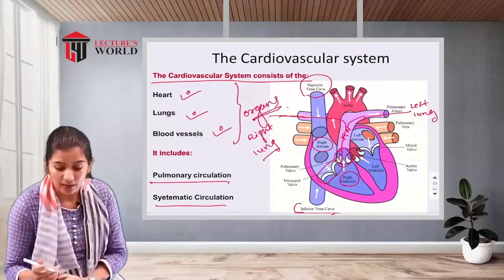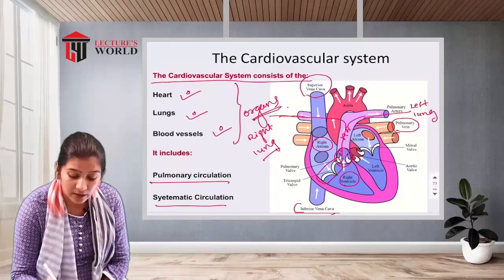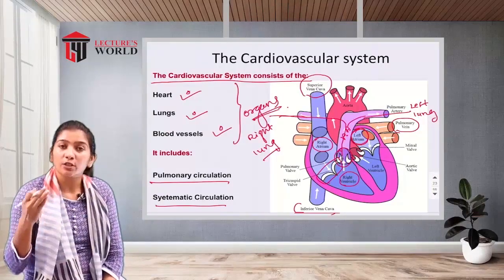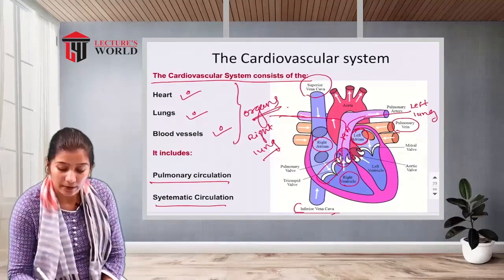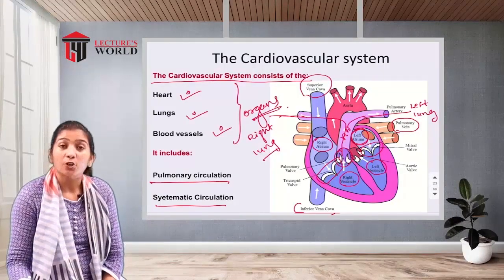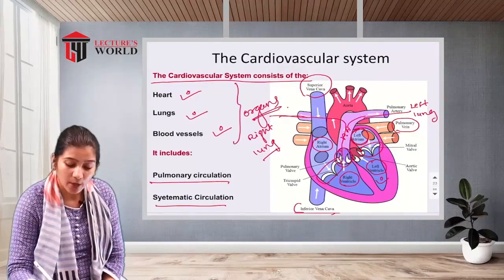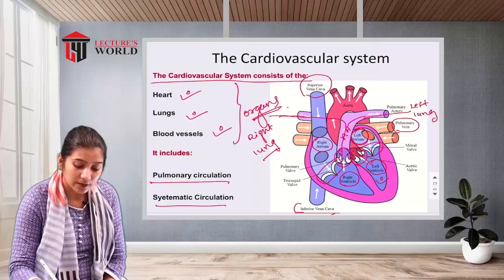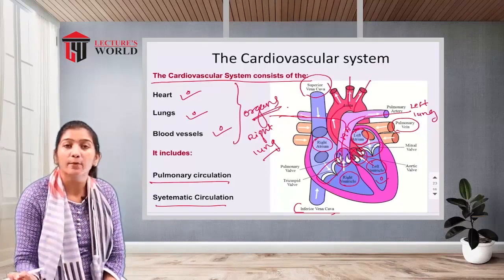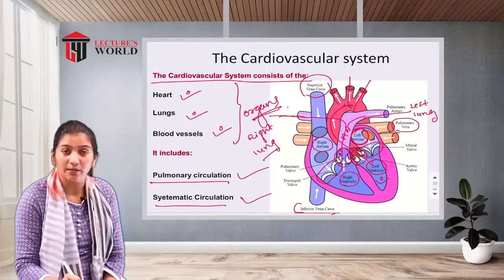From the lungs, with the help of the pulmonary vein, the oxygenated blood comes into the left atrium. From the left atrium, the oxygenated blood goes down into the left ventricle with the help of the mitral valve. Now the oxygenated blood from the left ventricle goes into the aorta with the help of the aortic valve. This red one is the aorta, and from that the blood is supplied to all the body parts of the human body.